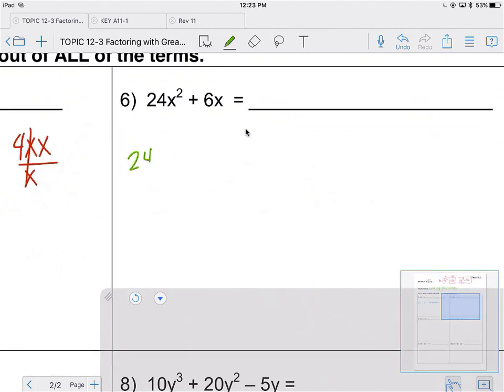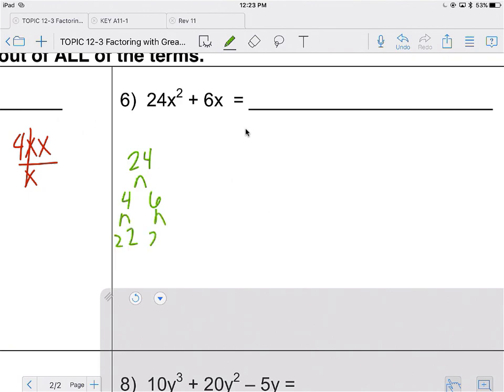Problem 6. 24 is 4 times 6. 4 is 2 times 2. 6 is 2 and 3.